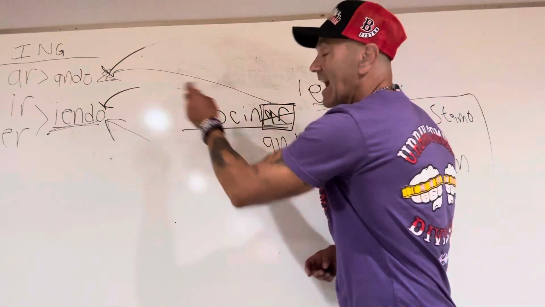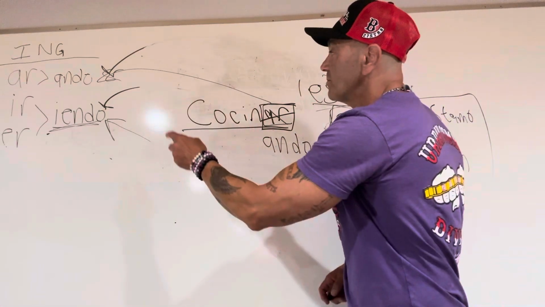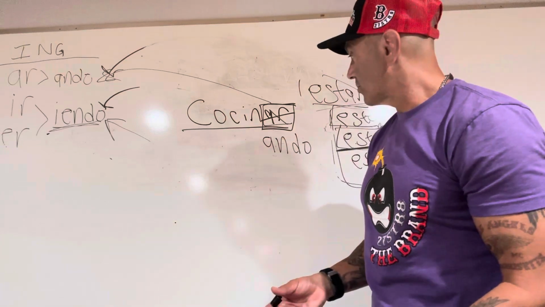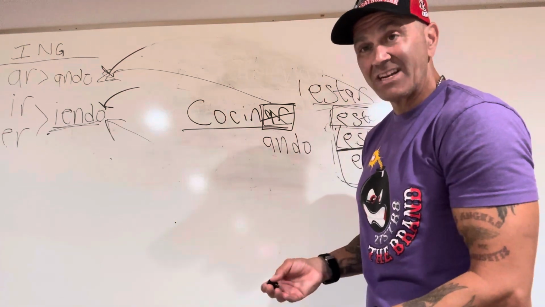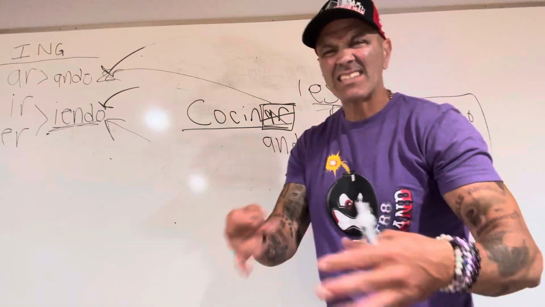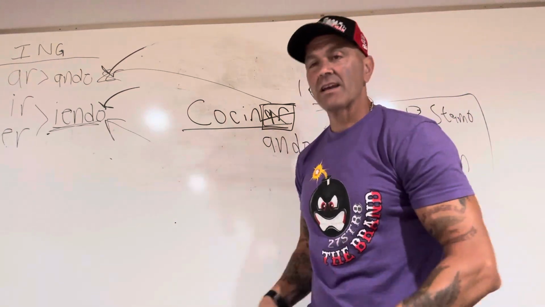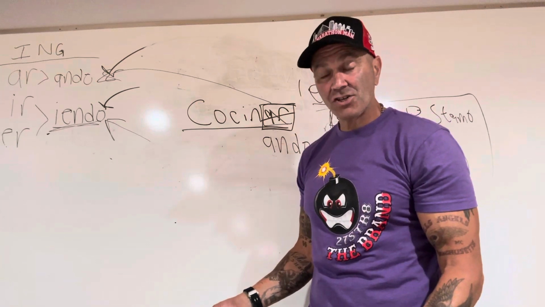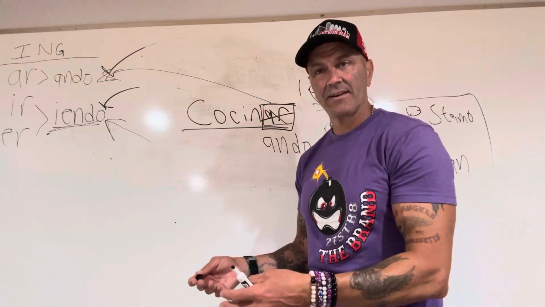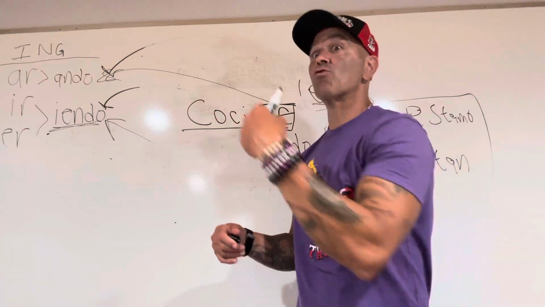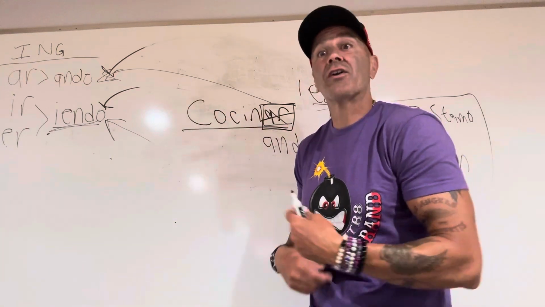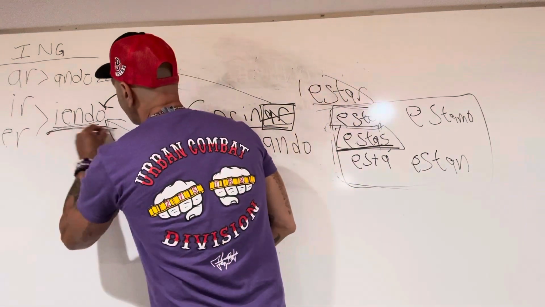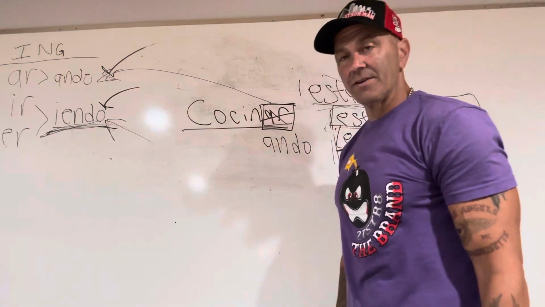AR verbs go to ando. ER verbs and IR verbs go to yendo. How do you say to do or to make in Spanish? Hacer. ¿Qué estás haciendo? What are you doing? I'm cooking. I'm speaking. I'm running, right? How do you say run in Spanish? To run is correr. How do you say I am running? Yo estoy corriendo. Why? Because it ends in ER. If it ends in ER, it gets yendo at the end of it.